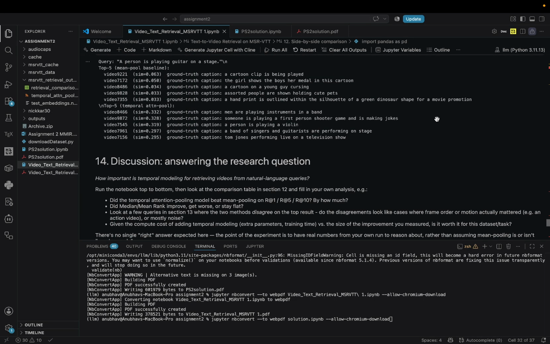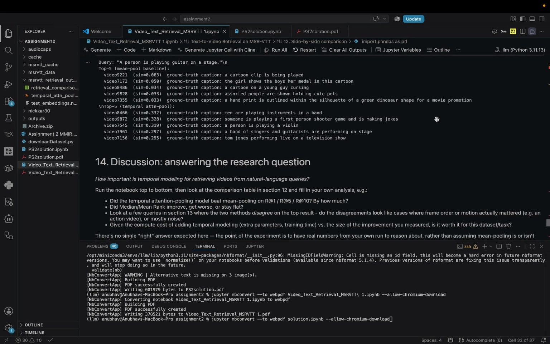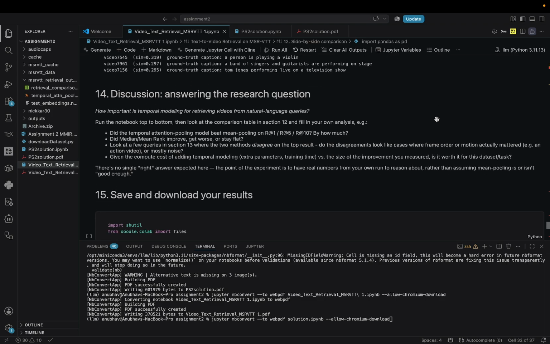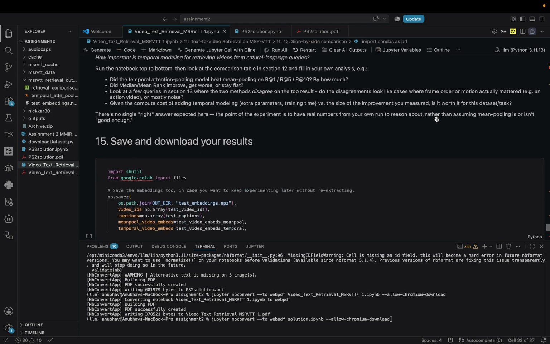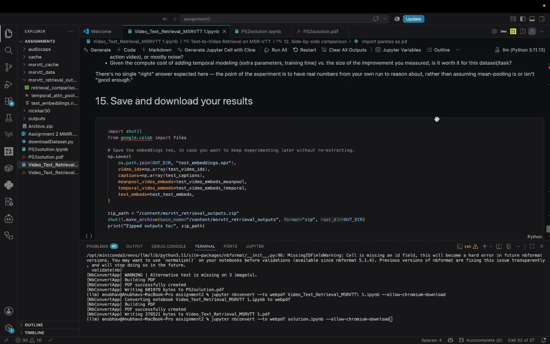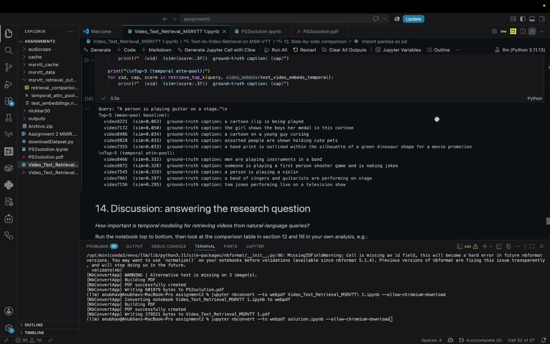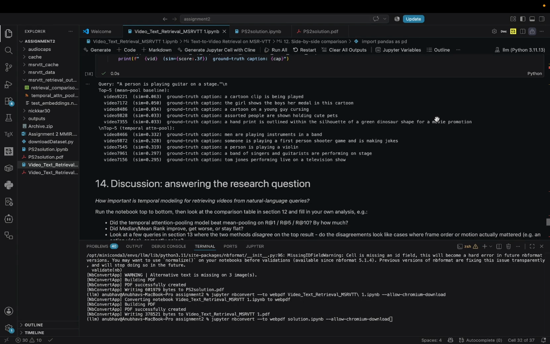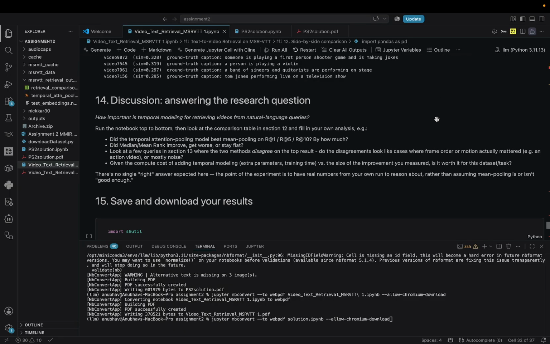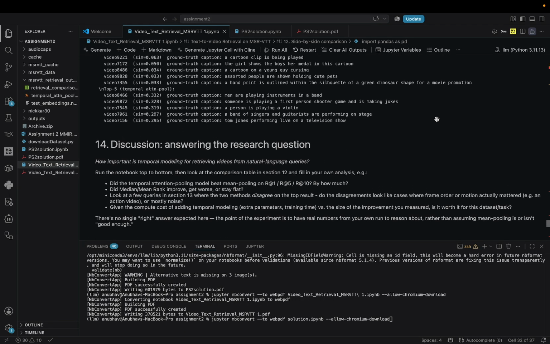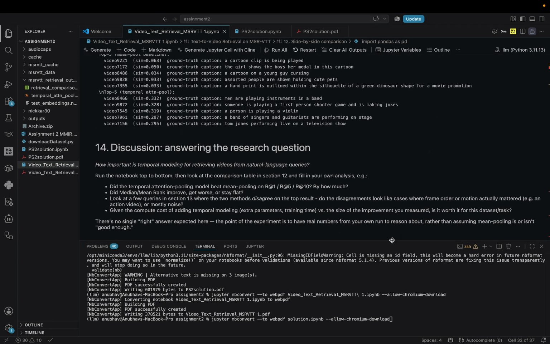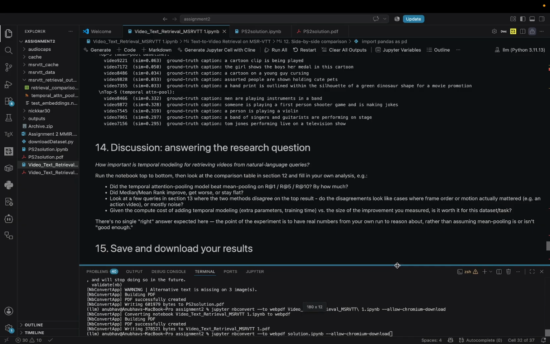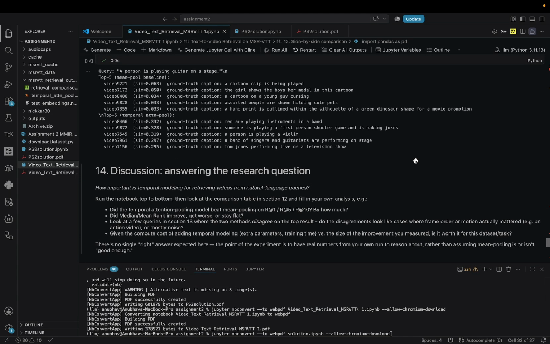Here we can say that the attention pooling model dramatically outperforms the mean pooling one on every metric. So we can conclude that we should be moving beyond uniform frame averaging, which is more useful in this task. Yeah, thank you.